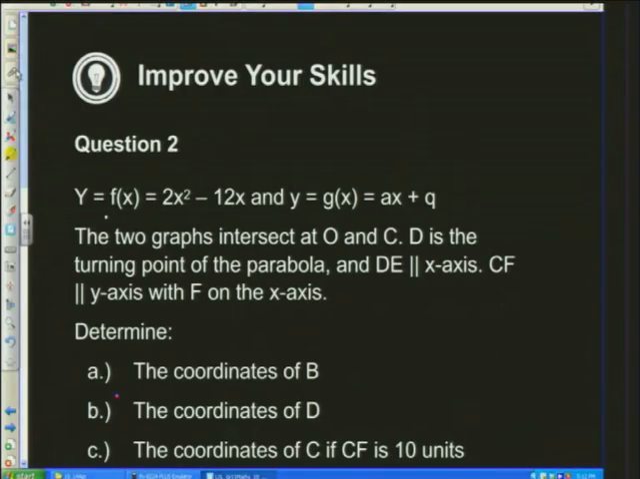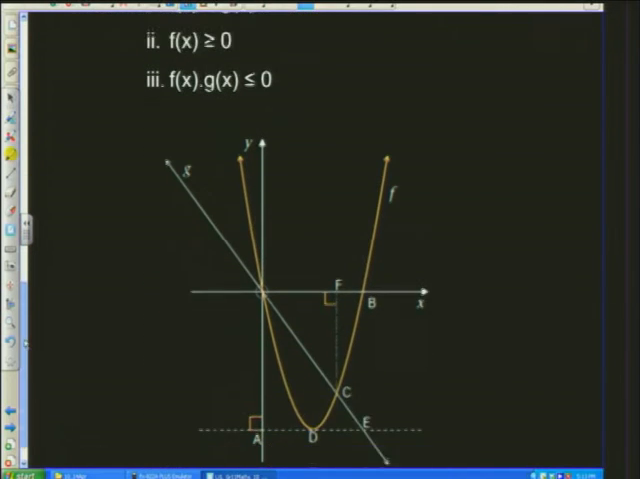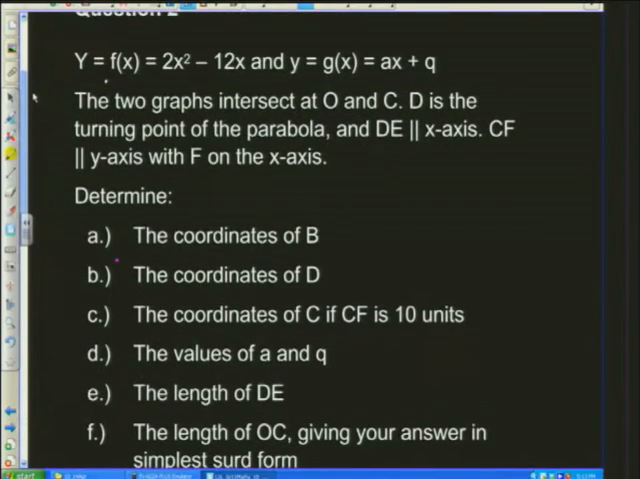Right, then I want to do a very brief introduction. We're not going to get through all the questions. We're going to do some of the more important ones. If f of x is equal to 2x squared minus 12x and y is equal to ax plus q, and the two graphs are intersecting, you'll notice later on we've got this graph over here. So the graphs are intersecting at the origin and they're intersecting at C. D is the turning point. B and O are the x-intercepts.